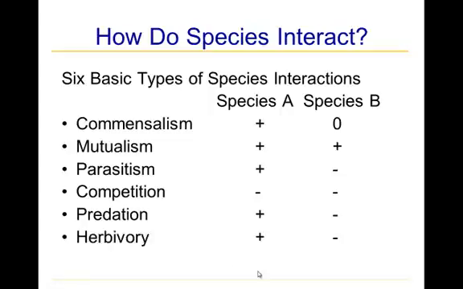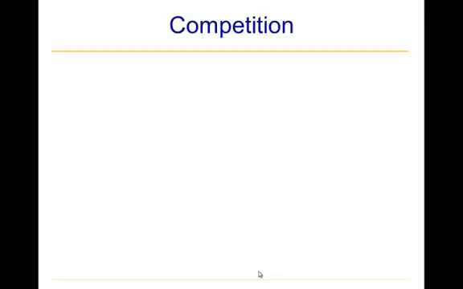Herbivory is much like predation, but in this interaction, one organism consumes plants and doesn't necessarily outright kill the plant. So that's how herbivory to some degree differs from predation. We're going to cover these 6 interactions, but not in the order they're given in this table. First, we're going to address competition.